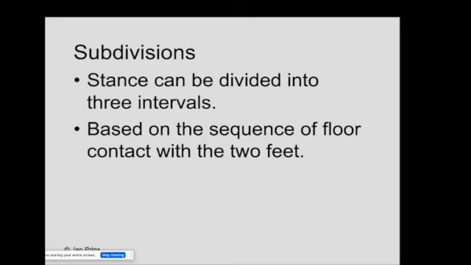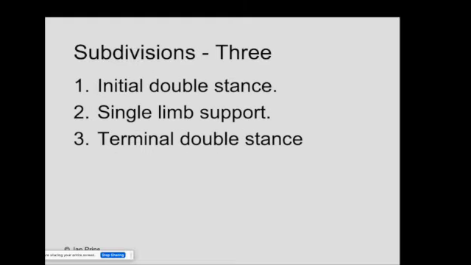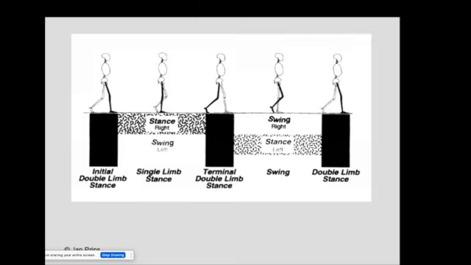Stance can be divided into three intervals based on the sequence of floor contact. Initial double stance, single limb support, terminal double stance. In the middle, they should not have called it stance. We call it support, which is more accurate. So I want you to remember, we have initial and terminal double limb stance, but in the middle, we call it single limb support.